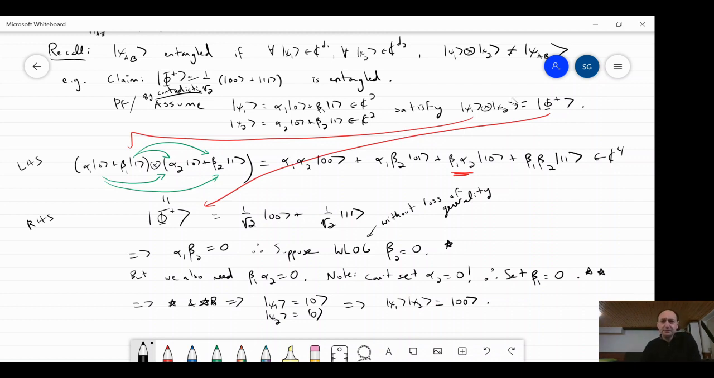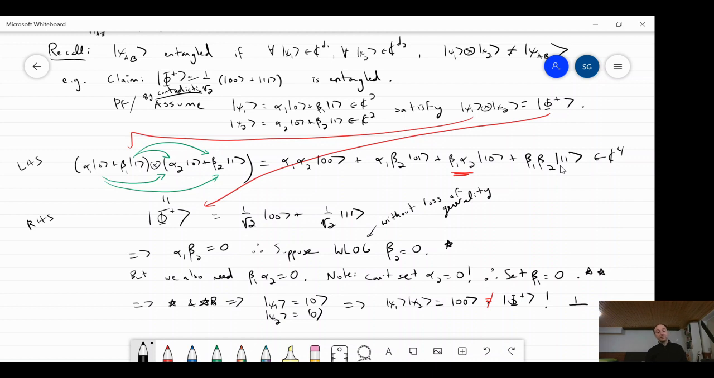But I claimed right here that the tensor product wasn't supposed to be equal to 0, 0, but to the Bell state. So this is a contradiction. This is not equal to the Bell state. I'm missing all the terms other than 0, 0. I'm missing these three terms. So therefore I have a contradiction, and this ends the proof.